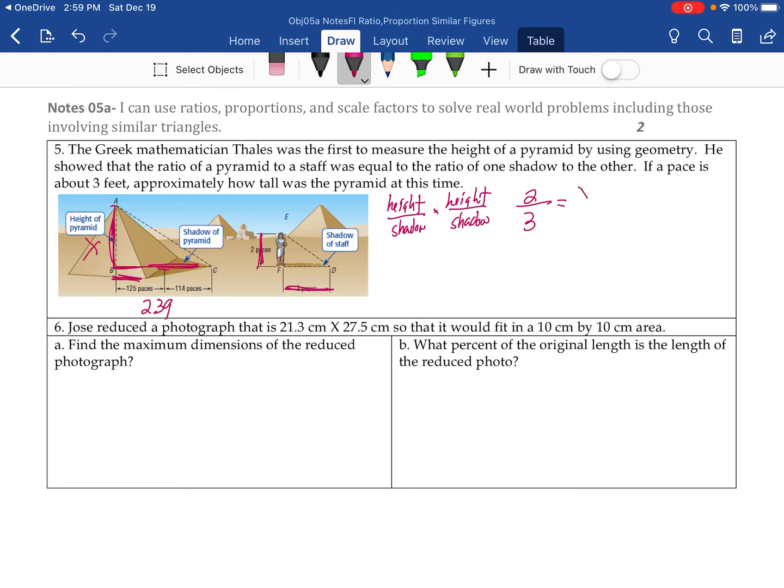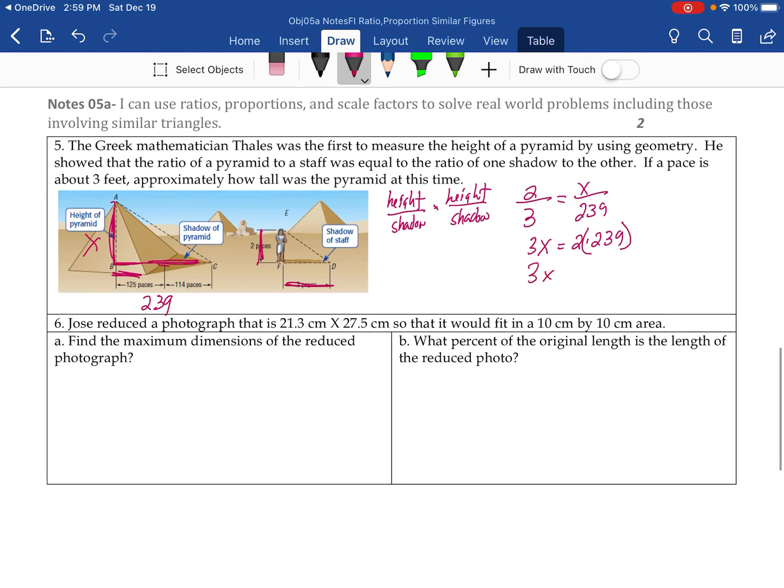And we don't know what the height of the pyramid is. That's what we're trying to figure out. So x over 239. And we can cross multiply. It's going to be 3 times x equals 2 times 239. So again, height over shadow equals height over shadow. And so it's going to be 3x equals 478. I divide by 3. And x is equal to 159 and 1/3 paces.